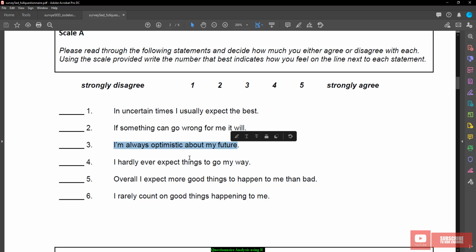So now kita tengok number 3. I'm always optimistic about my future. So this is kind of positive question. So kalau dia optimistic person, so dia akan jawab 5 lah. So number 4, I hardly ever expect things to go my way. So this is a negative question. Kalau dia optimistic person, dia akan jawab 1. So now dalam 1 hingga 6 ni, kita nampak dia ada campur. 1 is positive question, 2 is negative question, 3 is positive question, 4 negative question, 5 positive question, 6 negative question.